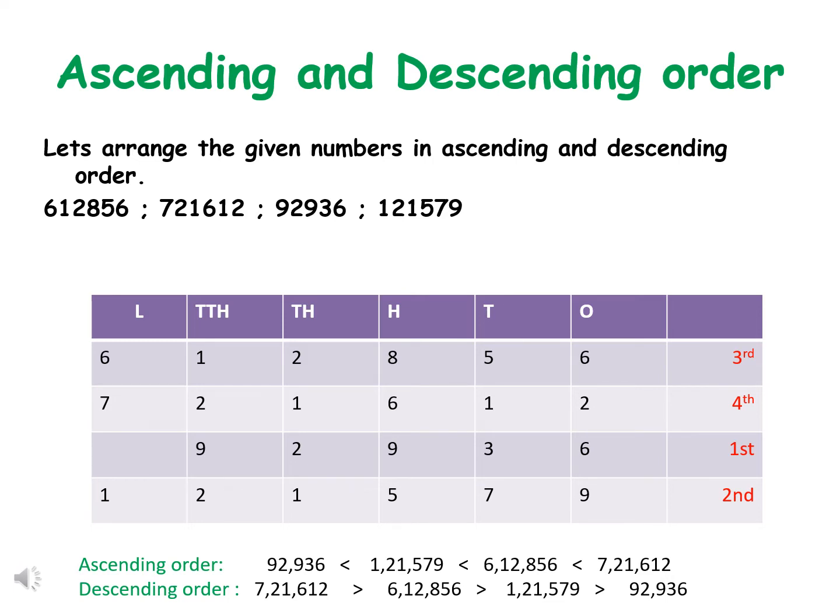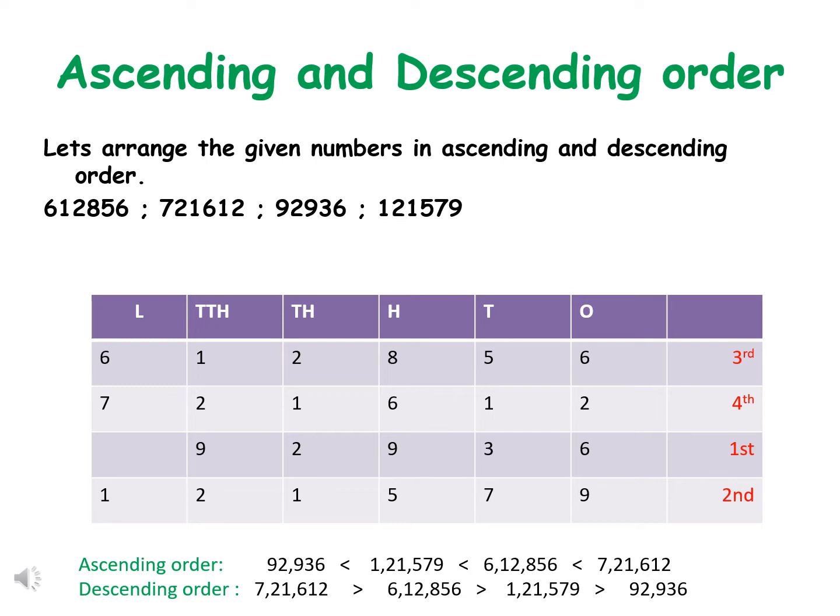So the first step to arrange the numbers in ascending or descending order is to place the numbers one below the other in the place value chart. For example, I have taken the Indian place value chart here in this example. So I will place the numbers one below the other in the Indian place value chart. And we have already understood how to place the numbers in the Indian and international place value charts.